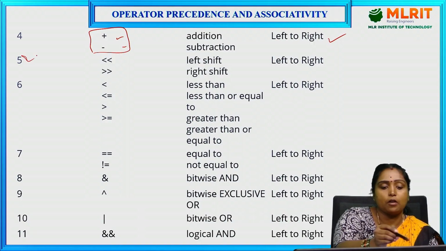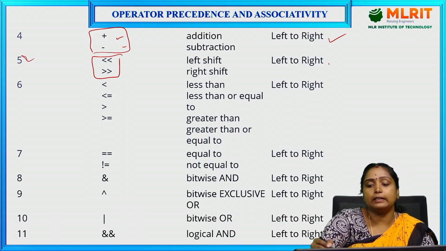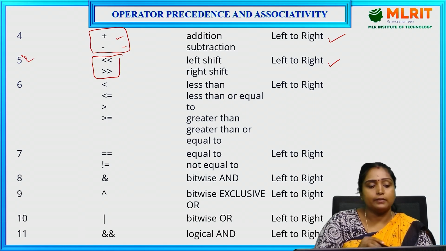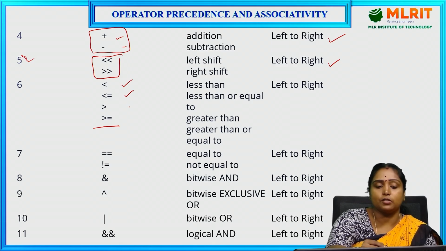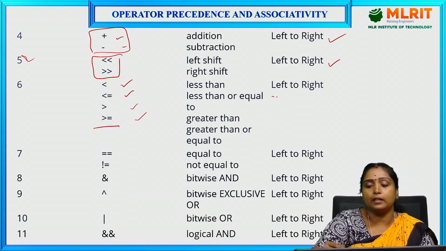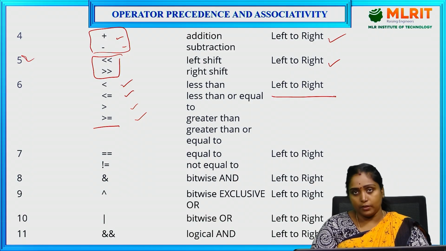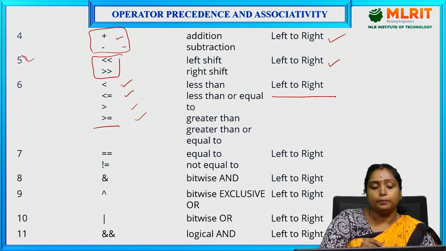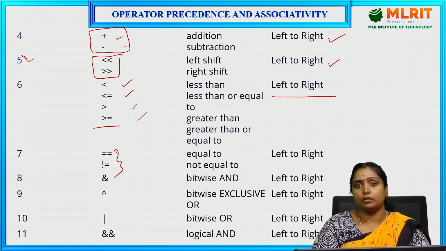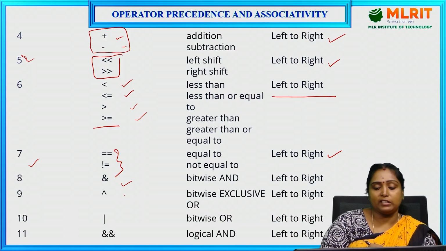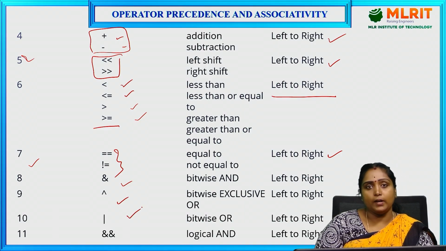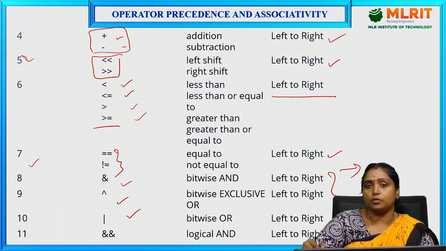Coming to the fifth priority, left shift and right shift, and the associativity is left to right. Similarly, the relational operators like less than or equal to, greater than or equal to, all come under the same priority, which is the sixth priority, from left to right. And double equals to, not equals to, comparison, these will be from left to right, and have the next priority. The eighth priority is bitwise AND, ninth priority is bitwise XOR, and the 10th priority is bitwise OR, and these come from left to right.